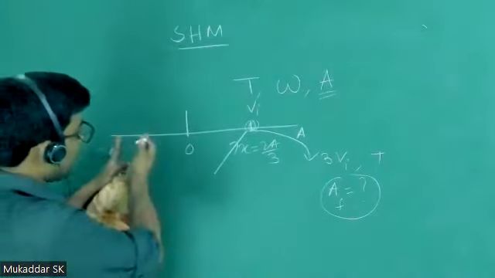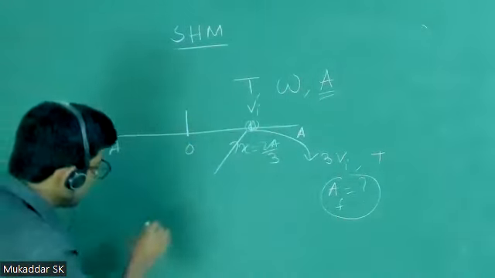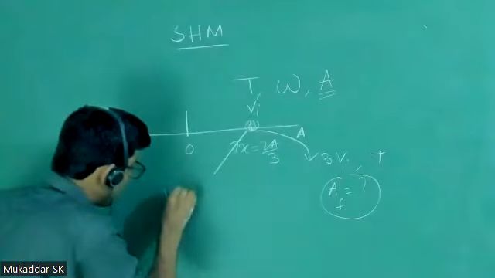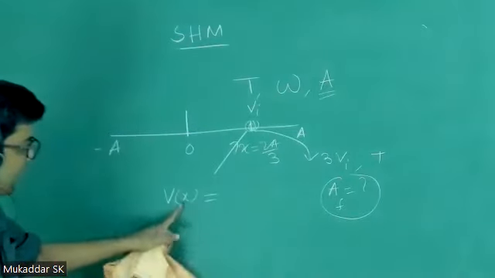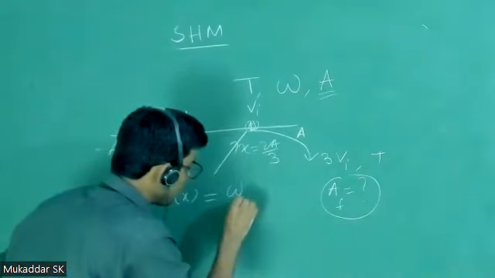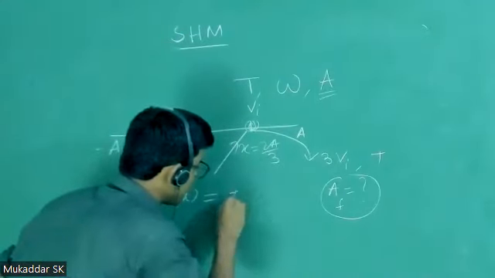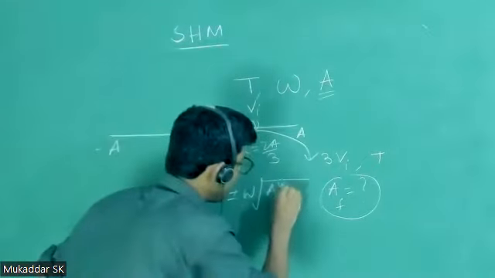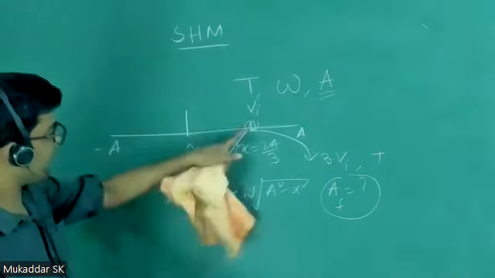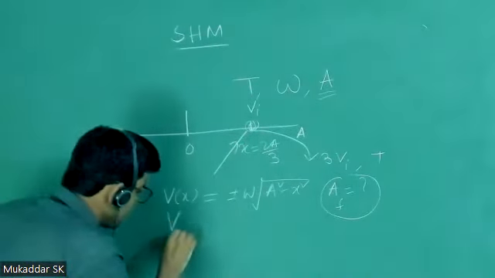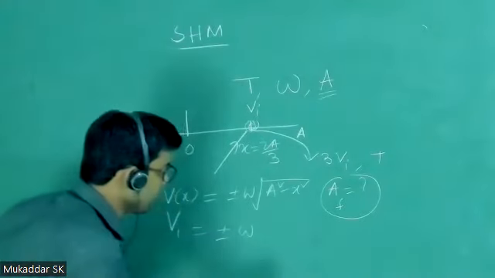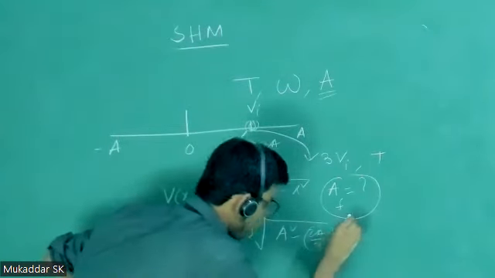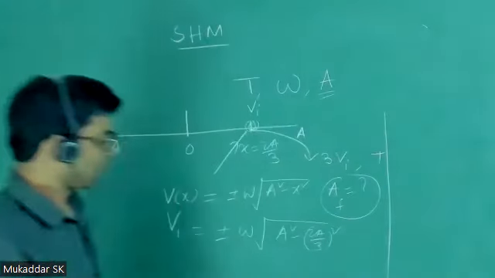So is it clear? First, the body was executing simple harmonic motion, so you can define vi. Vi means what? The velocity of a particle undergoing simple harmonic motion at a displacement x can be written as plus minus omega times the square root of a square minus x square. Now it is given at x equals 2a by 3, the velocity is vi. That is plus minus omega times the square root of a square minus (2a by 3) square. Okay, so this is the case.